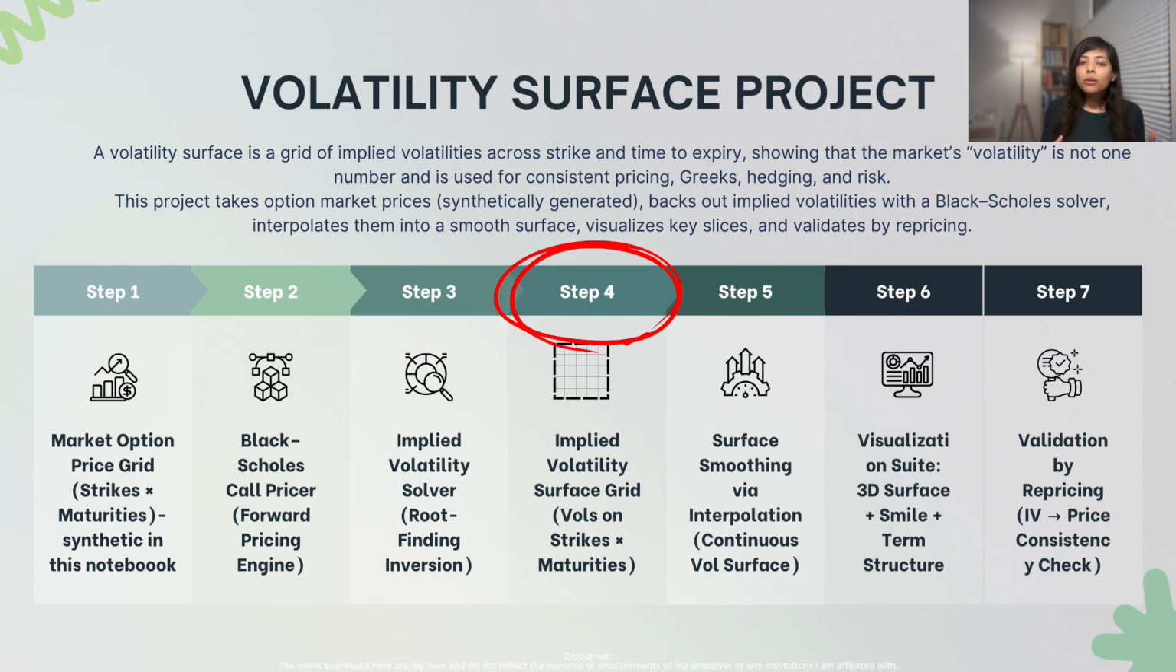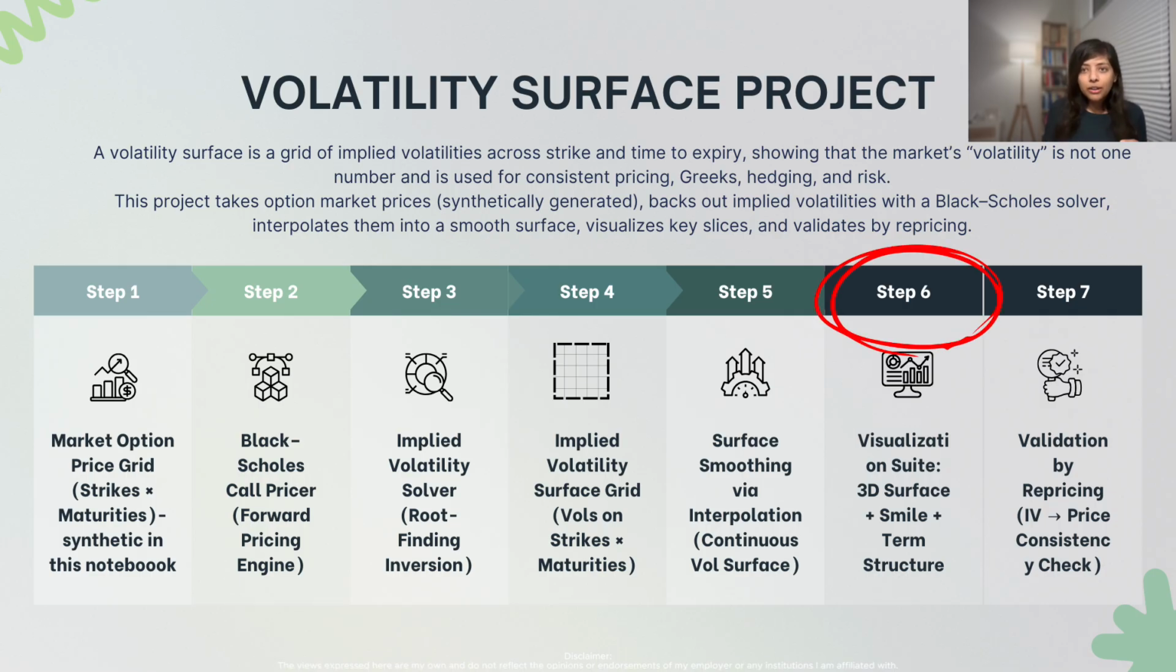Then we put all those implied volatilities into a grid with the same structure as our price table. Strike prices on one axis, maturity on the other, and each cell contains the implied volatility for that strike and maturity combination. And then we smooth that grid, because markets give us discrete points, but we want a continuous surface that we can query anywhere. So we need interpolation.